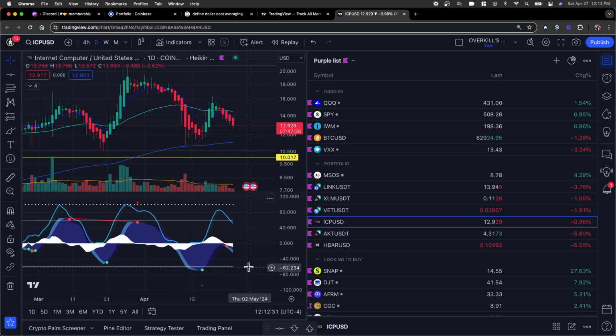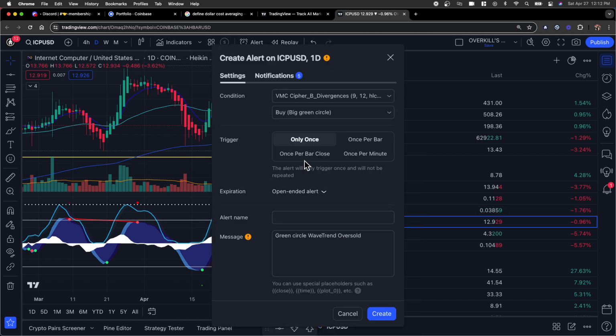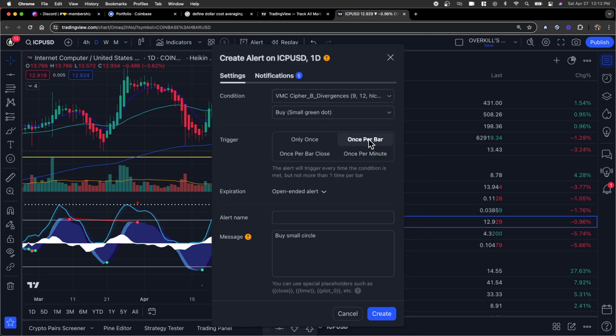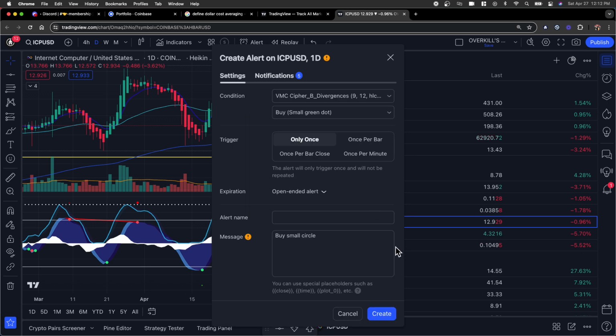So if you guys want to know how to set alerts on the trading indicator, just right click, hit add alert, and then I use the small green dots. I'm going to do only once because this is a daily alert. And I'm going to go ahead and create this. So this isn't going to be called out in the Discord, but this is going to send me an email. It sends you an email and it notifies you in the app, and so on.